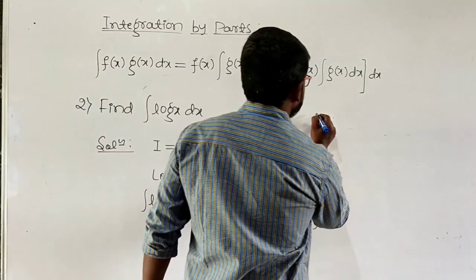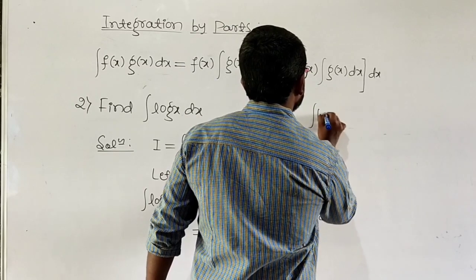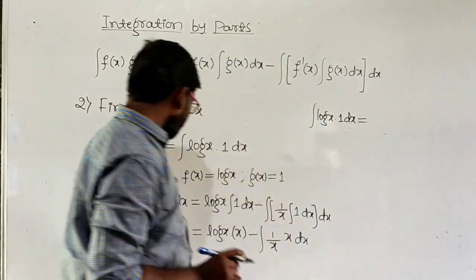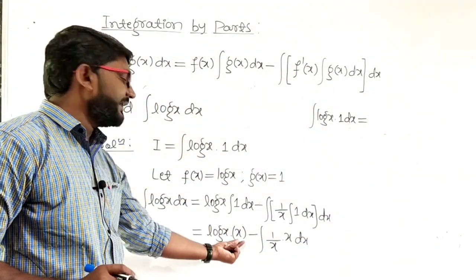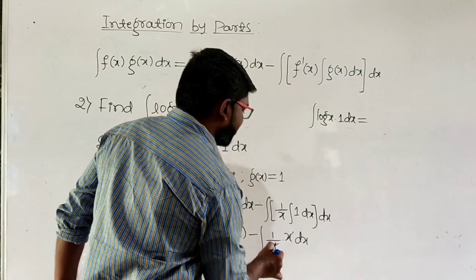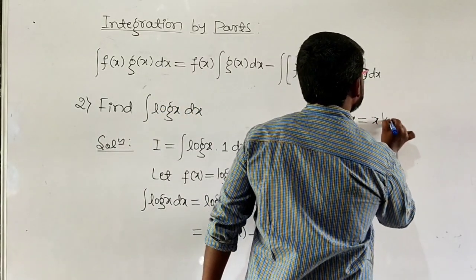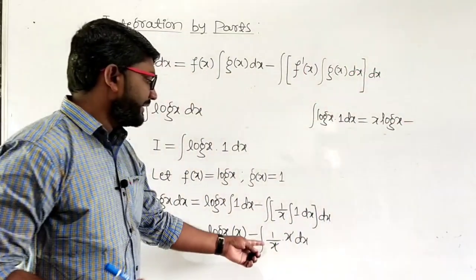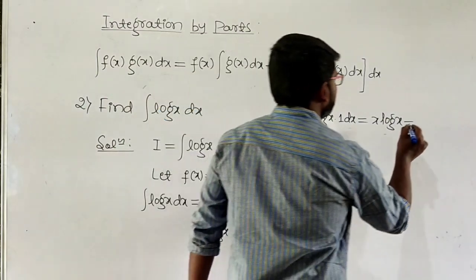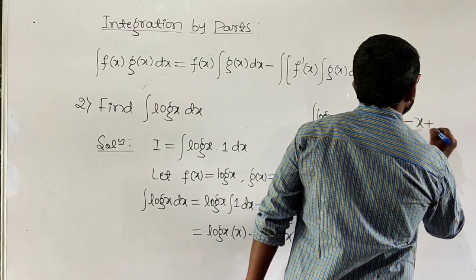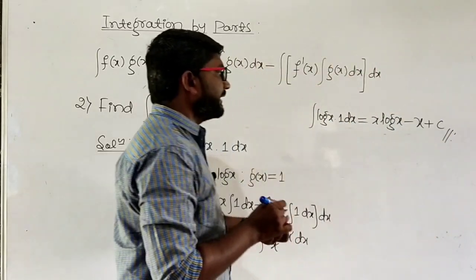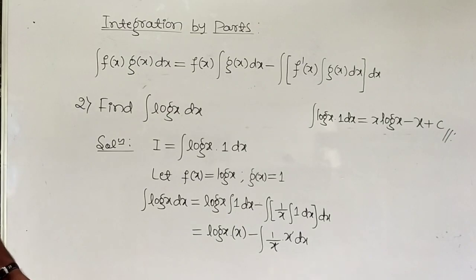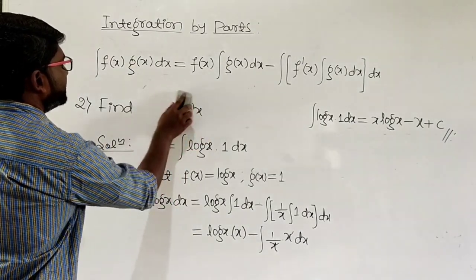So now this equals x log x, writing x in the beginning. Here x and x get cancelled. So x log x minus the integration of dx, which is x log x minus x plus c. So this is the required answer for the second example problem. And then we'll move on to the third example.